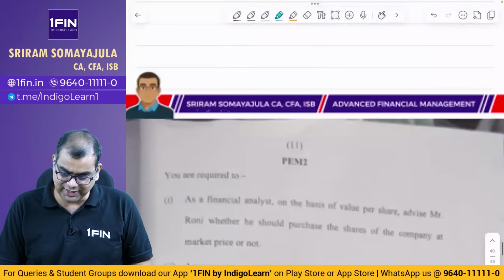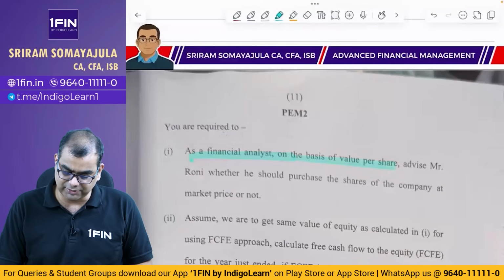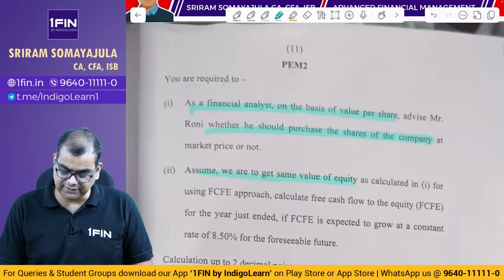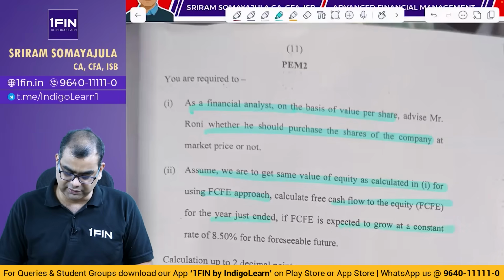You are required to, as a financial analyst, on the basis of value per share, advise whether you should purchase the share of the company or not. Assume we have to get the same value of equity as calculated in one using FCFE. Calculate FCFE for the year just ended if it is expected to grow at 8.5.